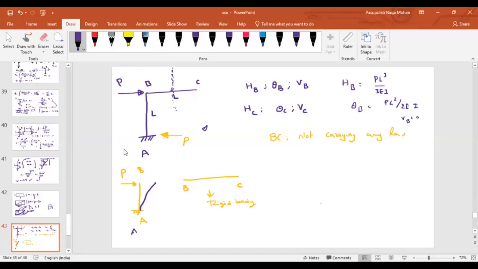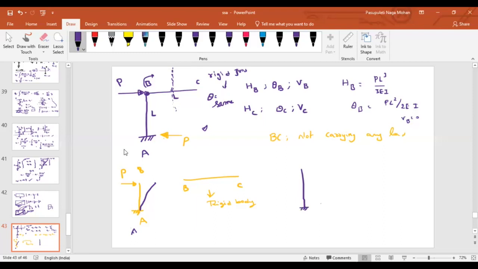But what is this joint here? Rigid joint. If you just remember, what is the condition for a rigid joint? Rotations of the members will be the same, isn't it? Yes, sir. So at B, now how many members are connected? Two: AB, BA and BC. Whatever the slope at point B, that will be the slope for point C also.